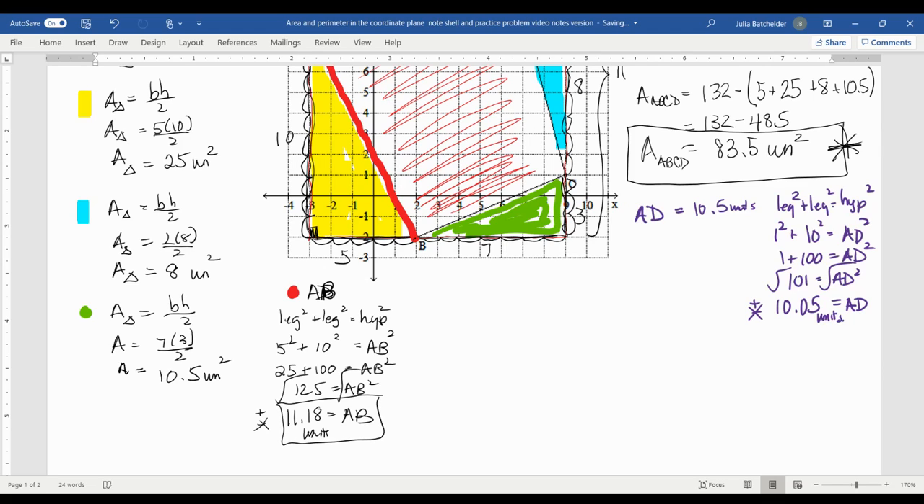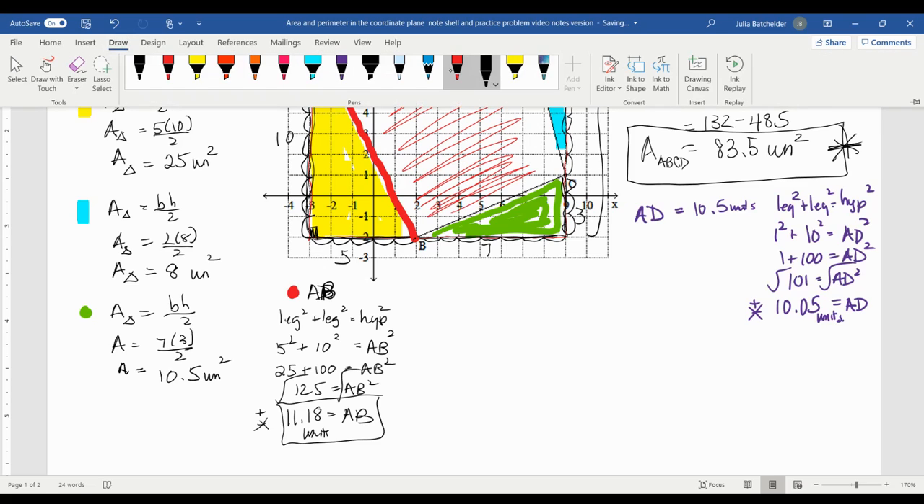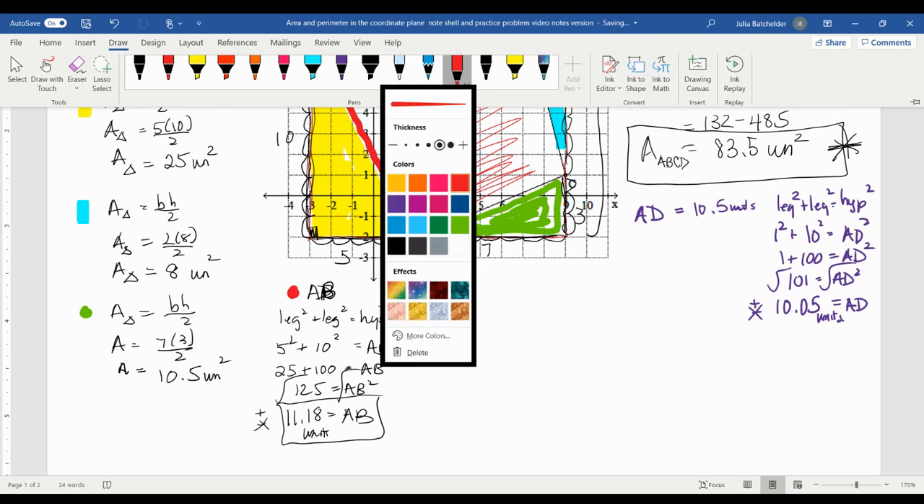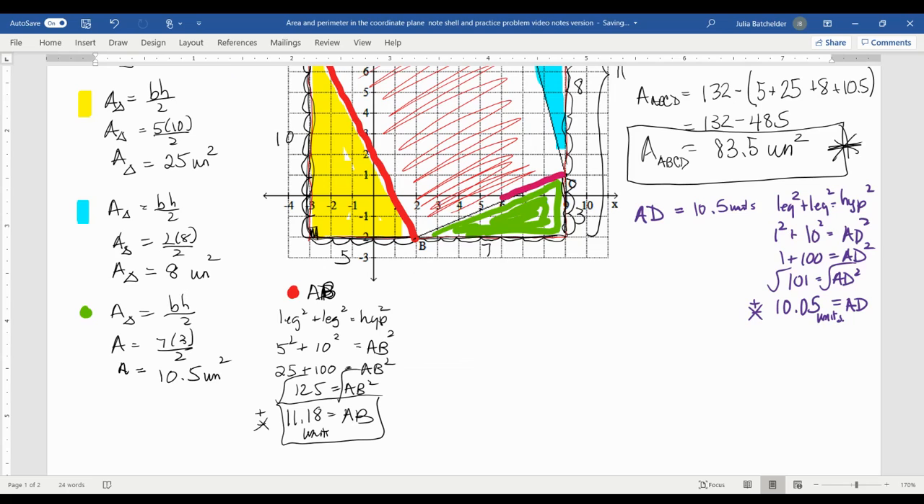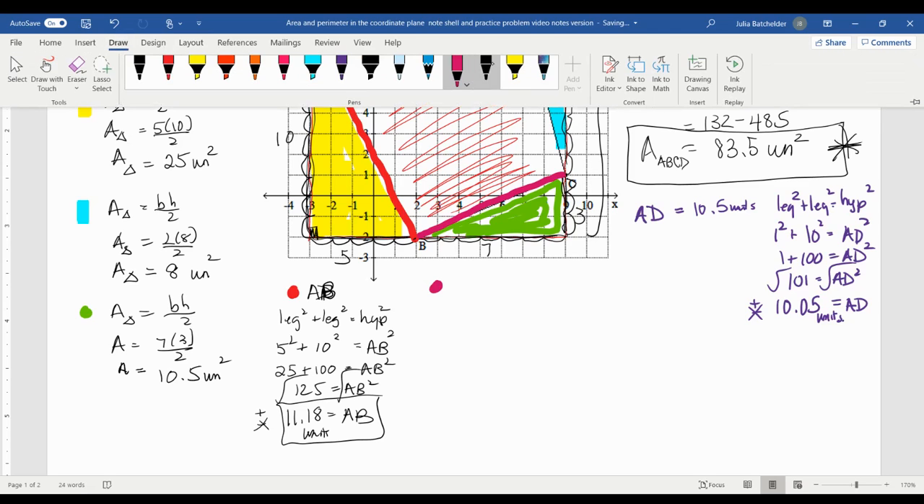Let's go ahead and do the green. What can I use for that? Let's change colors here again. Let's try this hot pink right here. So the hot pink color, hope that's not too close to red for some of you. That was BC.